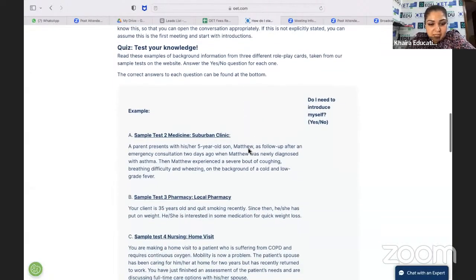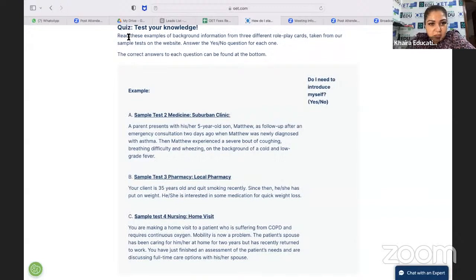All right, let's now see these 3 scenarios. Read these examples of background information from 3 different role play cards, and you need to just answer whether or not you need to introduce yourself in this scenario. Let's see the first one. This is for doctors. A parent presents with his or her 5-year-old son, Matthew, as a follow-up after an emergency consultation 2 days ago when Matthew was newly diagnosed with asthma. Then Matthew experienced a severe bout of coughing, breathing difficulty, and wheezing on the background of a cold and low-grade fever. In this case, when you start the role play, do you need to introduce yourself?